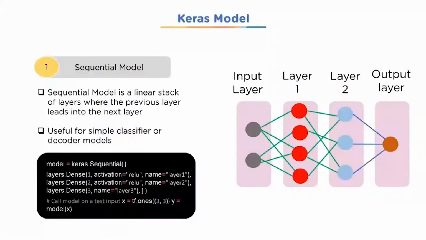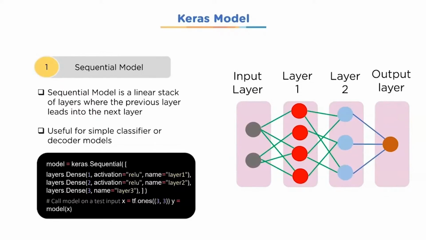So when we look at Keras models, we have a sequential model. Sequential model is a linear stack of layers where the previous layer leads into the next layer. And this, if you've done anything else, even like the Sklearn with their neural networks and propagation and any of these setups, this should look familiar. You should have your input layer, it goes into your layer 1, layer 2, and then to the output layer. And it's useful for simple classifier or decoder models.